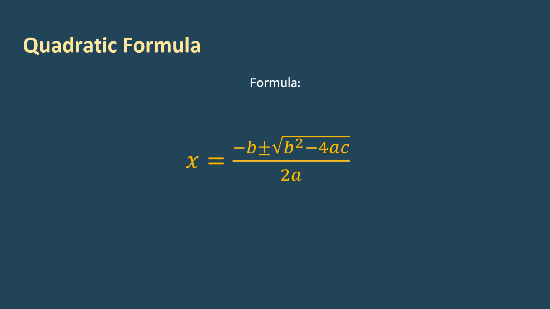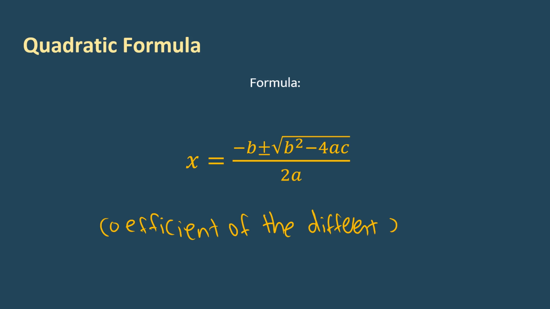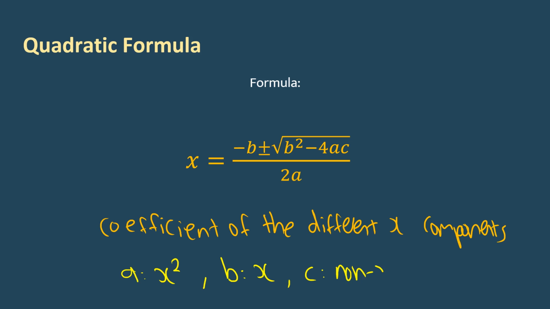We have x equals negative b plus minus square root of b squared minus 4ac, over 2a. So what do these letters represent? The letters represent the coefficients of the different x components. So what does this mean? A is for x squared, B is for x, and C is for all non-x values.